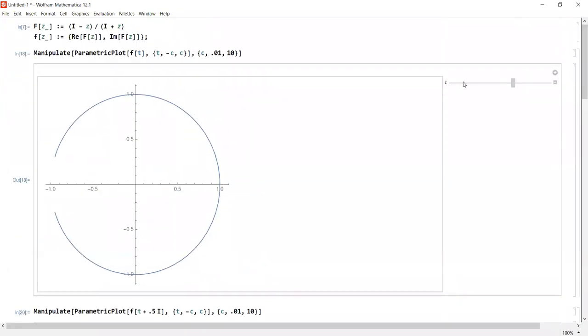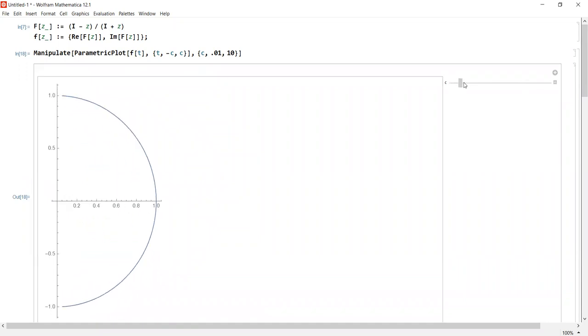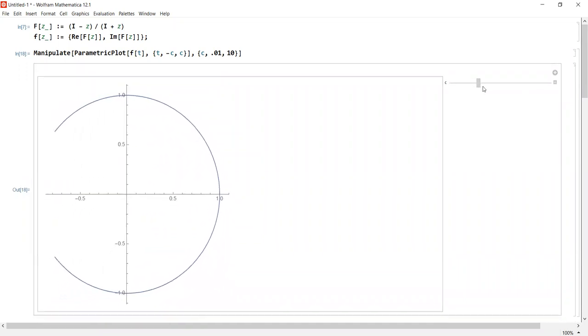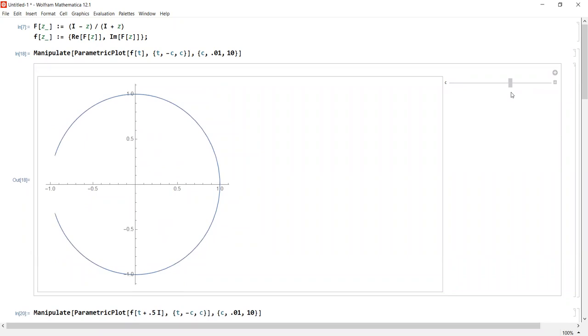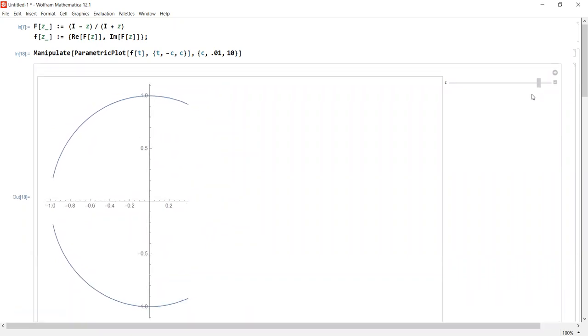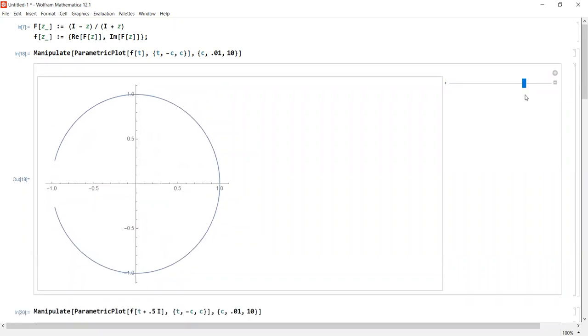So here, I start with a small value of C. As I increase C, I'm plotting from minus C to C. You can see it's getting closer and closer to the whole thing. What I don't like about this is that when I'm showing it like this, it keeps changing where it's focusing. I do this deliberately just so you can see how annoying it can be to look at things.